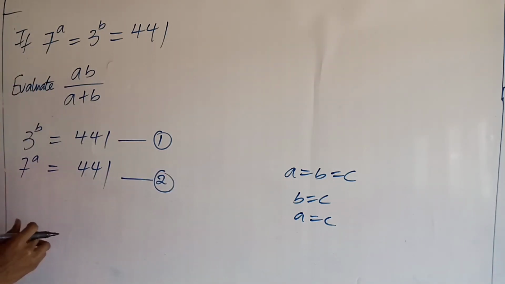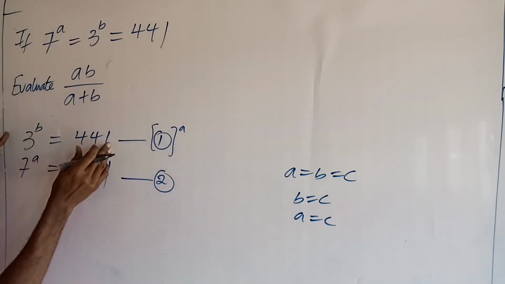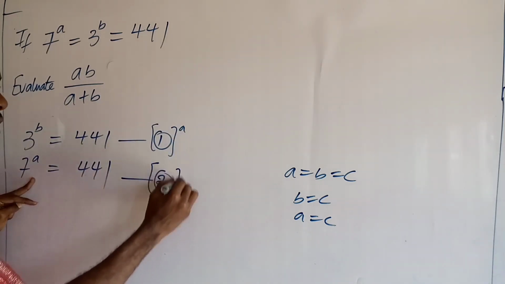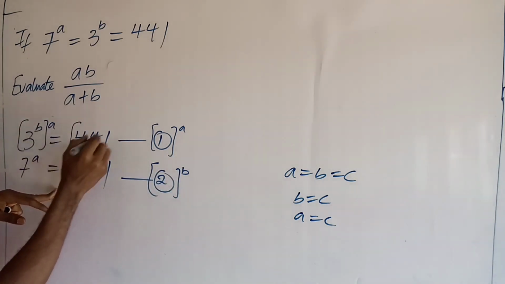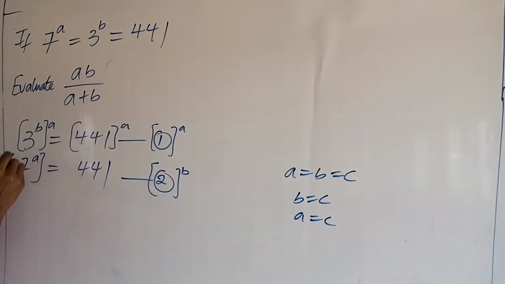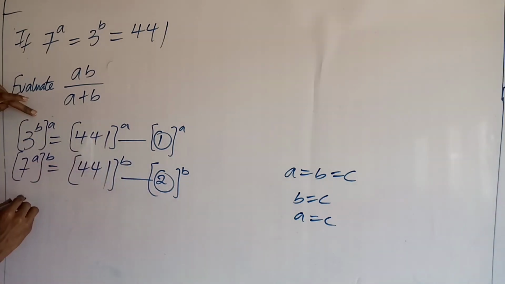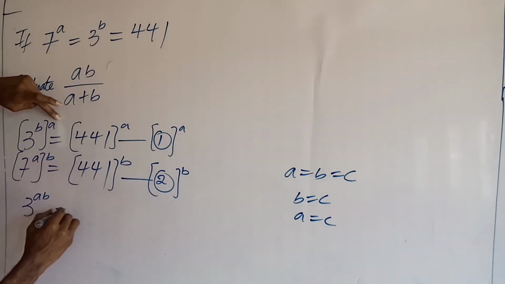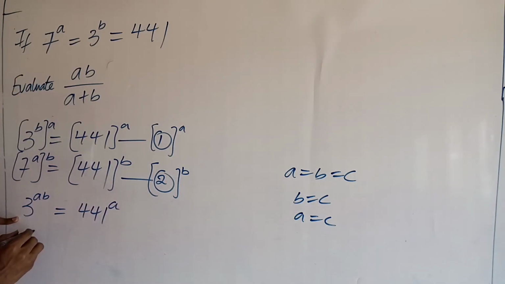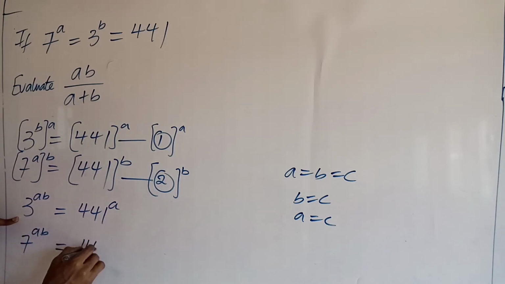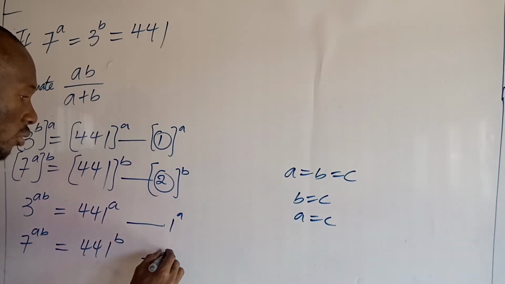Now the next thing I want to do is, in equation 1, take the power of a on both sides, and in equation 2, take the power of b on both sides. So all of these are to the power a, and for this one, all of them are to the power b. Therefore I will have 3 to the power ab is equal to 441 to the power a. Then I have 7 to the power ab is equal to 441 to the power b. This is equation 1A and this is equation 2B.